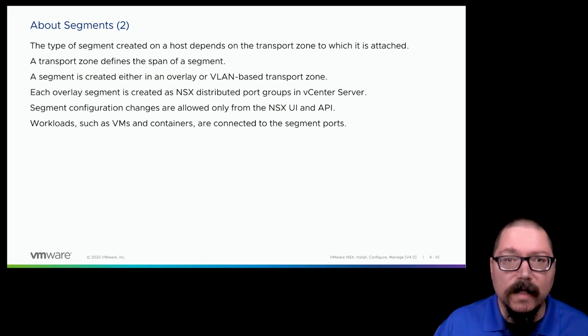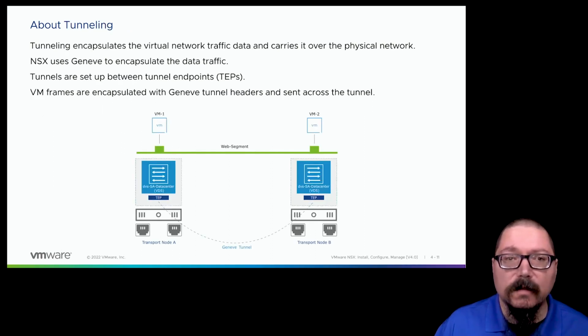Now, those segments, whether it's a VLAN or an overlay segment, it doesn't matter. That segment will be presented through vCenter as an NSX port group on your distributed switch. Right? And then we're just going to connect containers or virtual machines or what have you to those port groups.